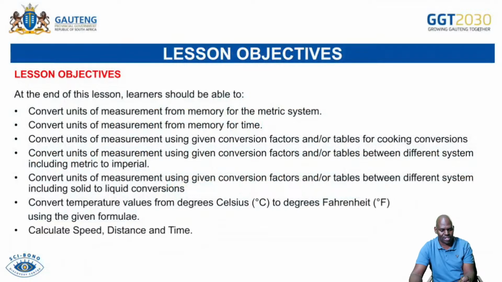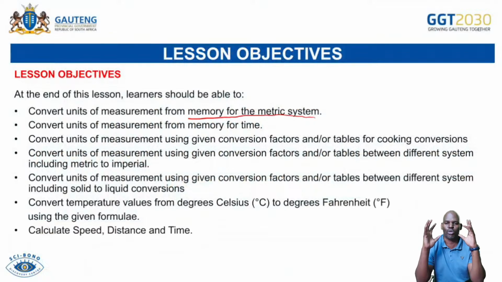At the end of this lesson, learners should be able to convert units of measurement from memory for the metric system. Remember, when we talk about the metric system, we are referring to all those local units like centimeters, millimeters, kilometers, kilograms, grams, kiloliters, liters, milliliters, and so on. Those are the metric units.